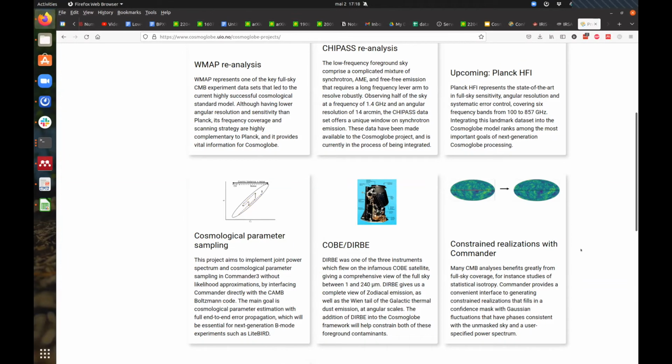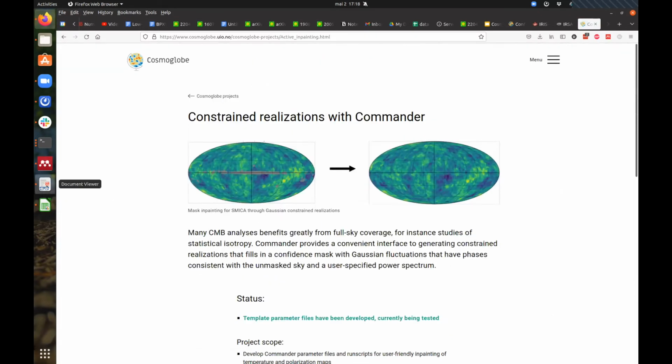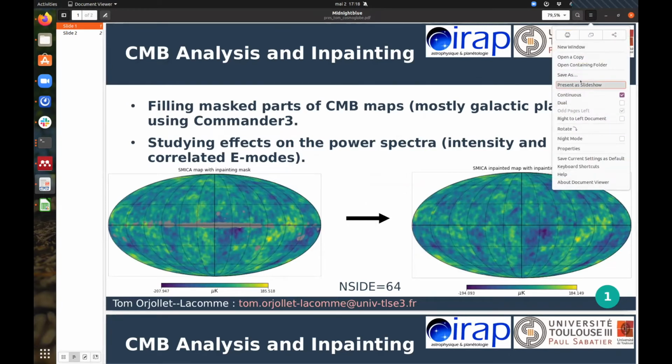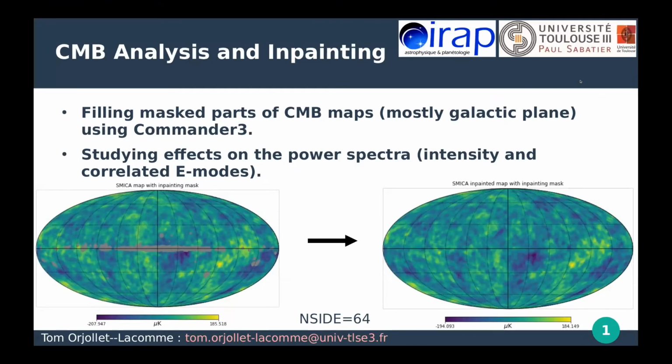So one of the projects that's on there is the constrained realizations. So Tom, are you on? Because then you could say a little bit on that. Yeah, I'm here. Can you hear me? Yes. All right. Well, I will take two minutes to explain what I'm doing.